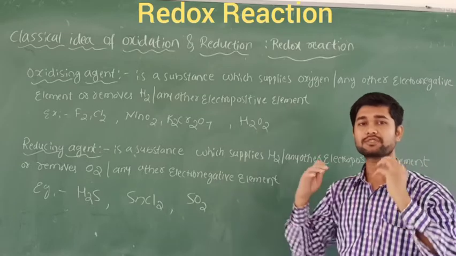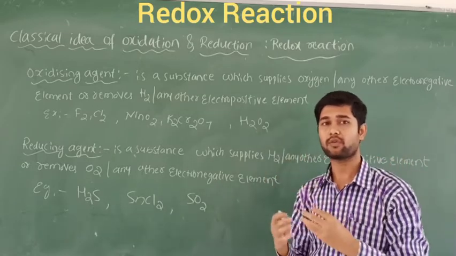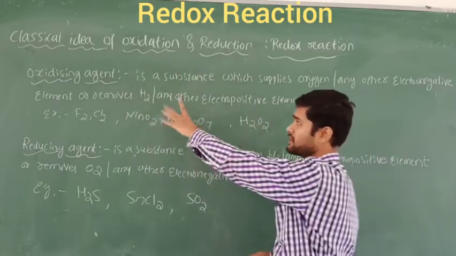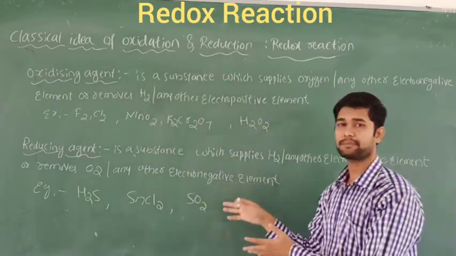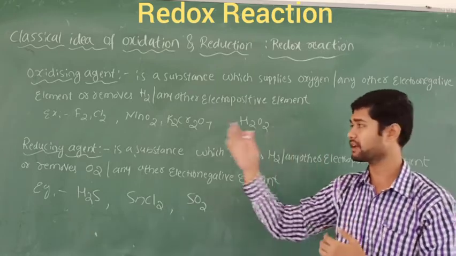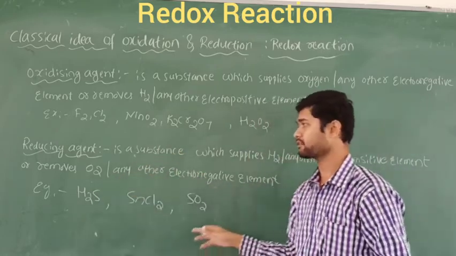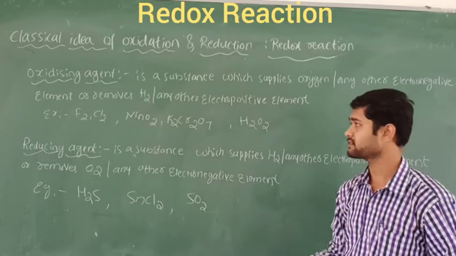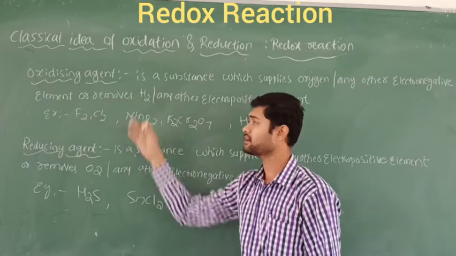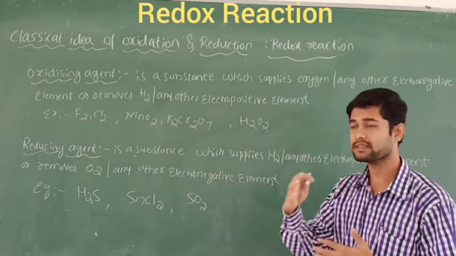Only the agents which help this oxidation, we call oxidizing agents. And here also, the agents which help the reactions called reductions, we call reducing agents. Simple examples here are fluorine and chlorine. These also come under the agents. These act as oxidizing agents.